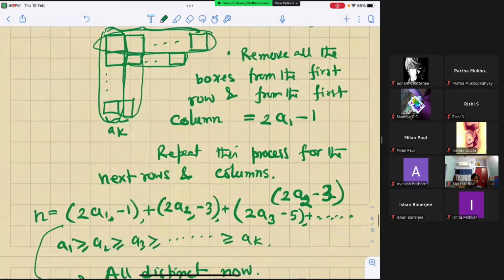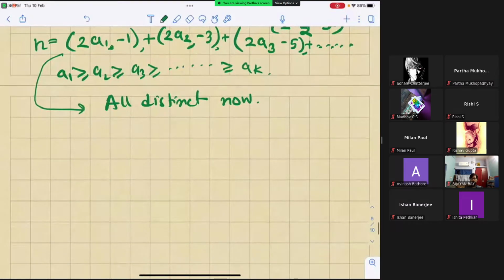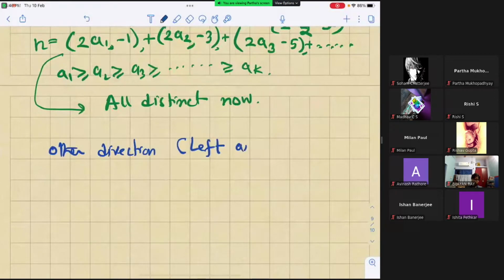So isn't this nice? If you did not know this diagram, then you would think, how shall we set up a bijection? You may get confused. But this picture really makes our lives very simple. And the other part, that from a partition into distinct odd parts you can compute the self-conjugate tableau, I just leave the other side as an exercise. It's a very similar argument. I think all of you can complete it.